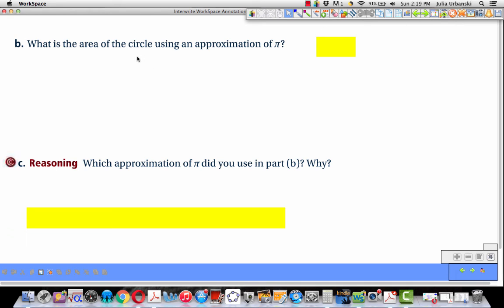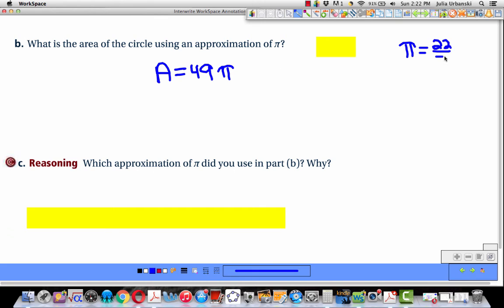And lastly, what is the area of the circle using approximation of pi? So I take my 49 pi, and I use something that I already know, that pi can be written as 22 over 7. So I'm going to plug that in, 49 times 22 over 7. And the reason I'm using that is because I noticed that 49 and 7 could reduce. So I canceled those. I get 7 on top and 1 on bottom.